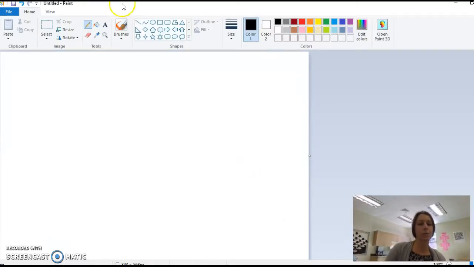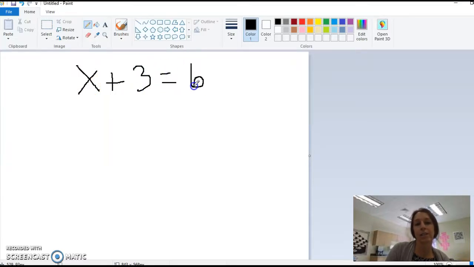So here's our problems. The first one is x plus 3 equals 6. So go ahead and take a look at that problem. You guys might be able to look at this problem and say, oh my gosh, I know that x is 3 because obviously 3 plus 3 is 6. But our problems are going to get more challenging, so we have to be able to show the work that goes along with it. So that's what we're going to do today.